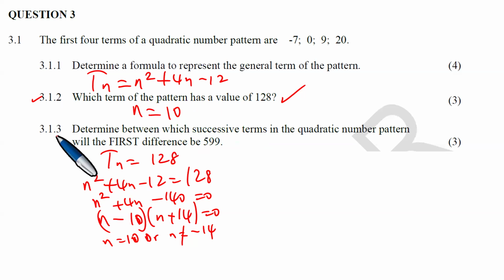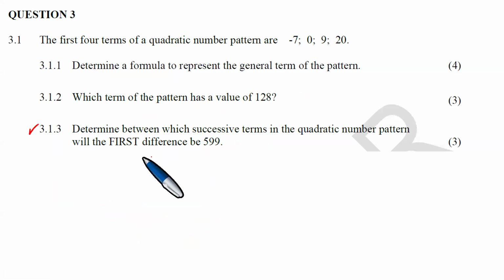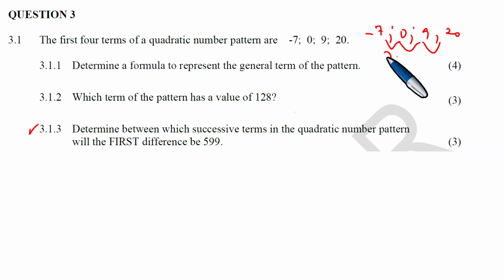Now, in 3.1.3, determine between which successive terms in the quadratic number pattern will the first difference be 599. Let's look at that. We're dealing with the first differences now. If this is negative 7, 0 minus negative 7 is 7, 9 minus 0 is 9, 20 minus 9 is 11. Find the differences: 9 minus 7 is 2, 11 minus 9 is also 2.